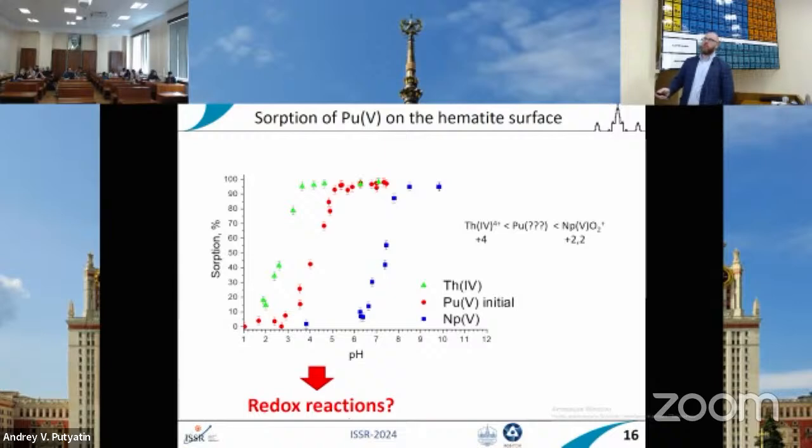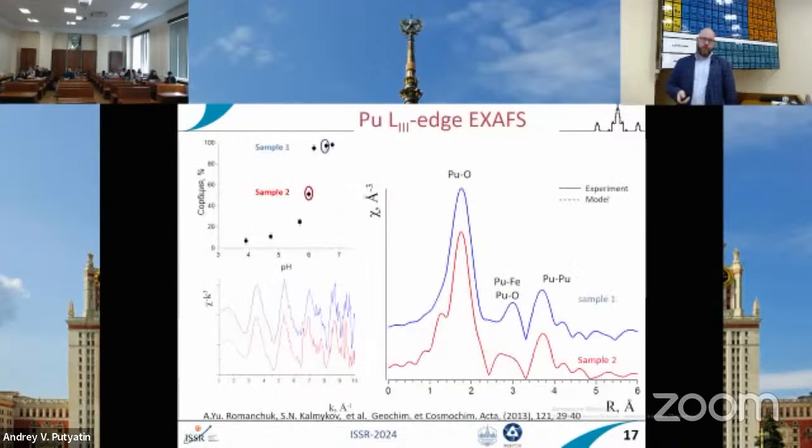So they started to sorb only at near neutral pH and alkaline pH. But for plutonium-5, it is something in between. It's not like neptunium-5, but not like thorium-4. So what is going on for plutonium in this system?